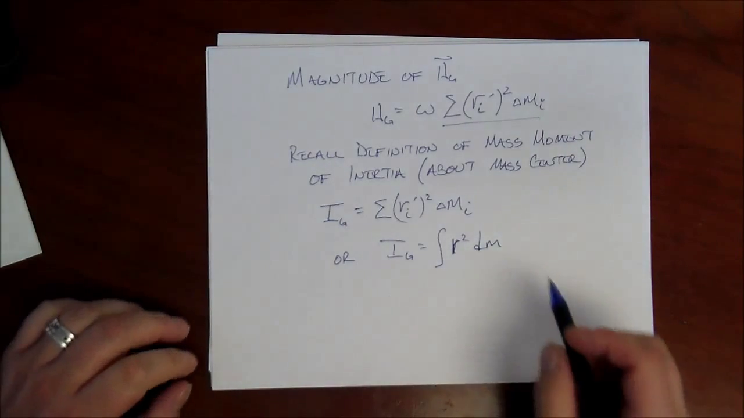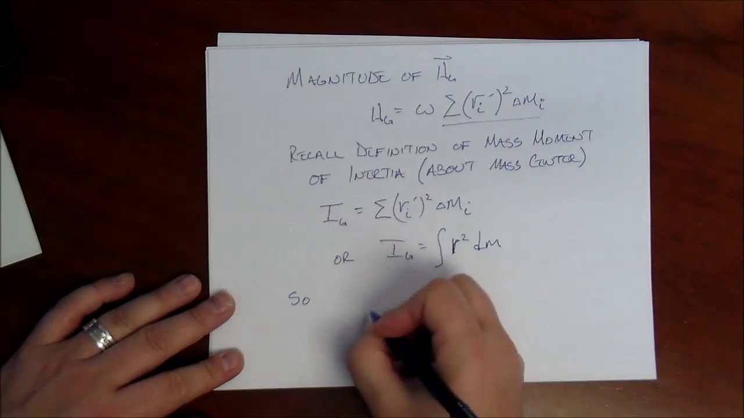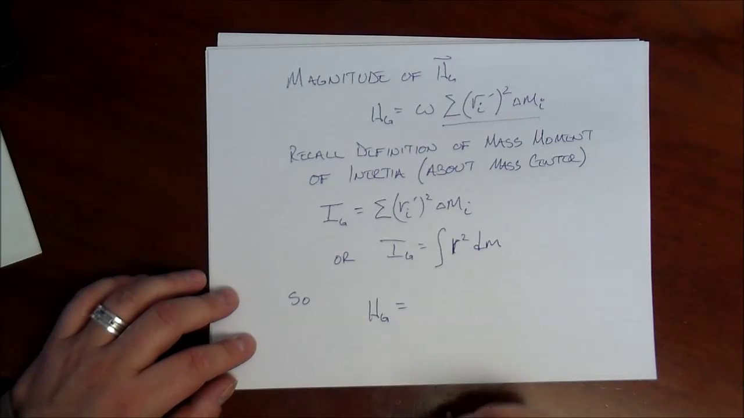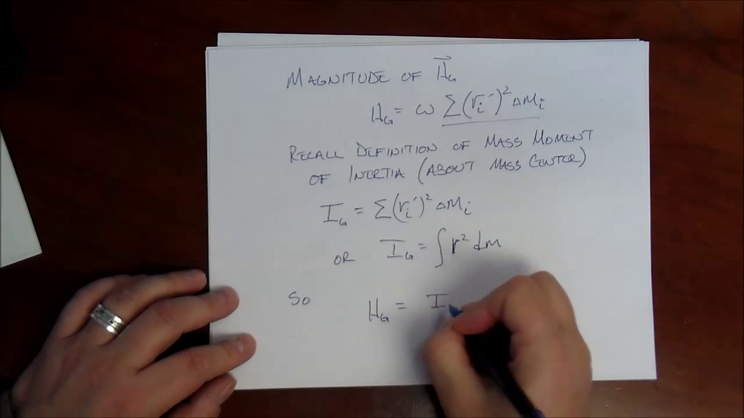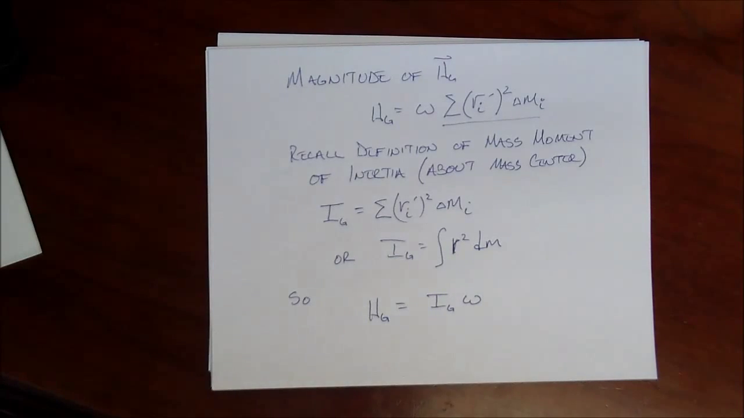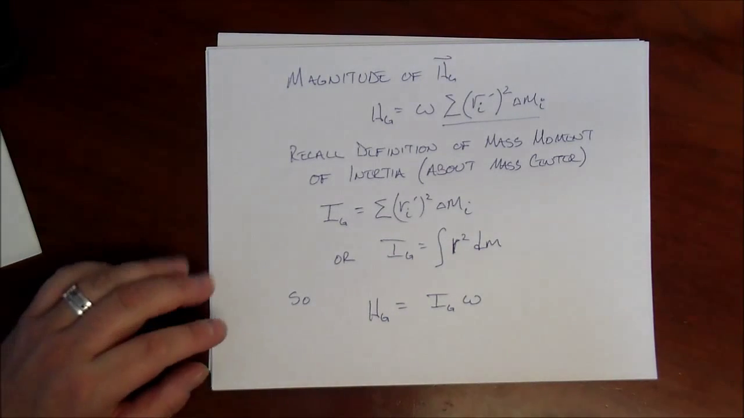So what I'm getting at here is that our angular momentum magnitude, h sub g, is equal to I times omega. So that reduced quite a bit. And this is only for plane motion. That's important to remember.